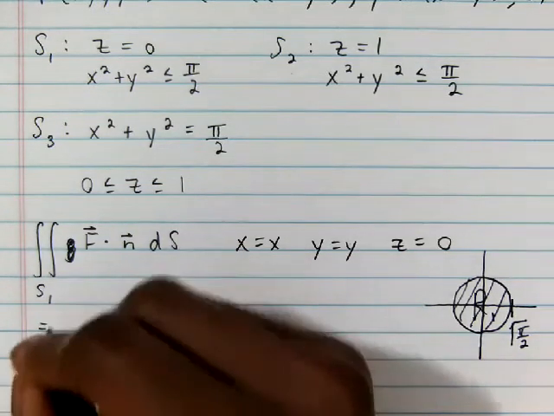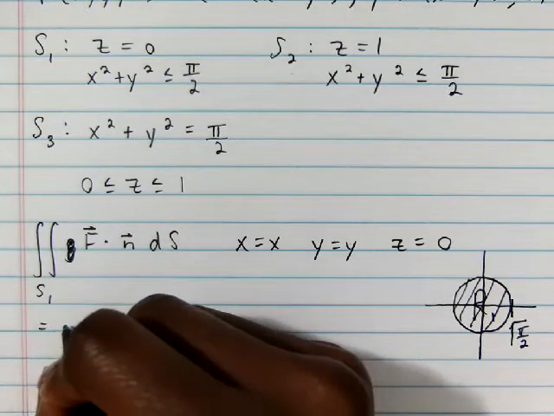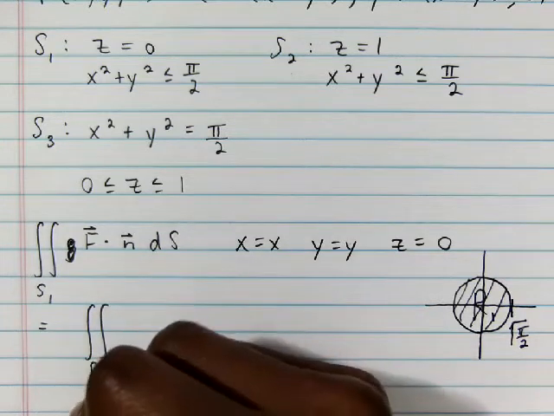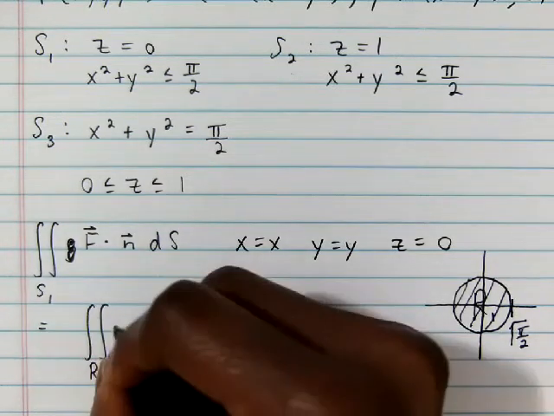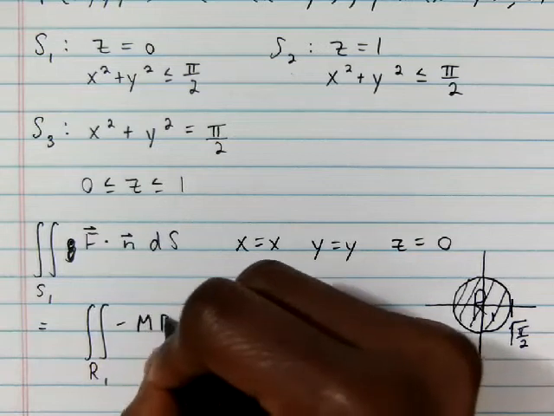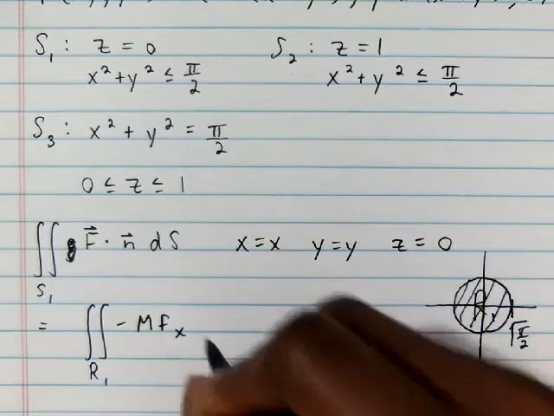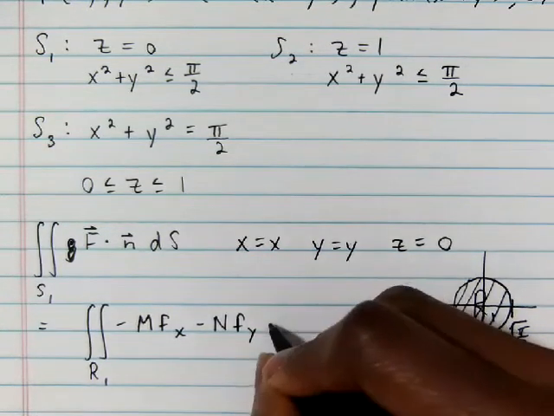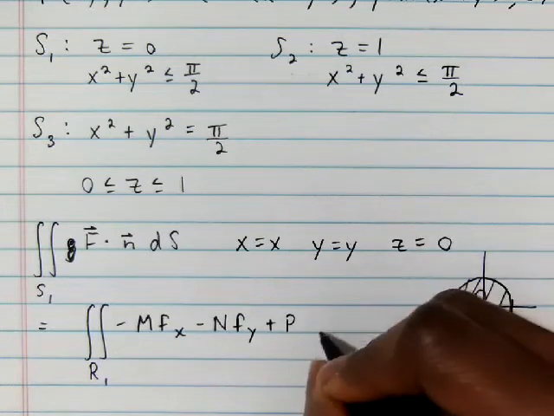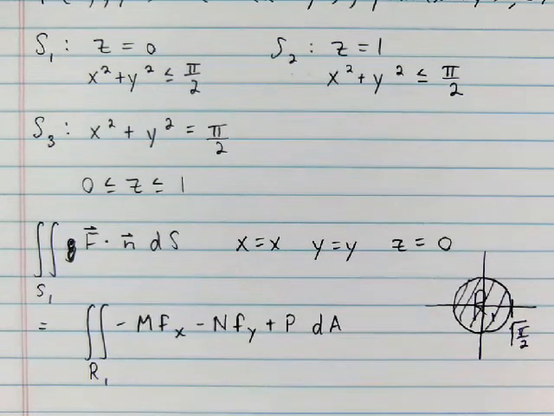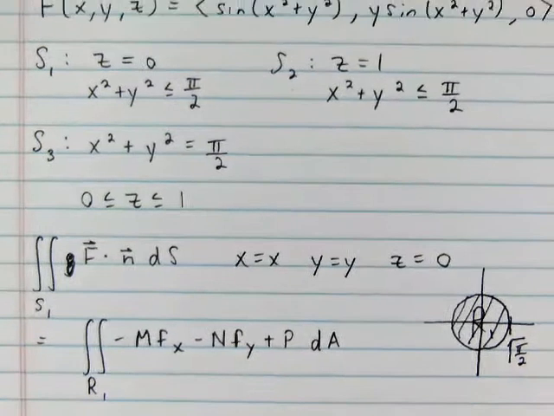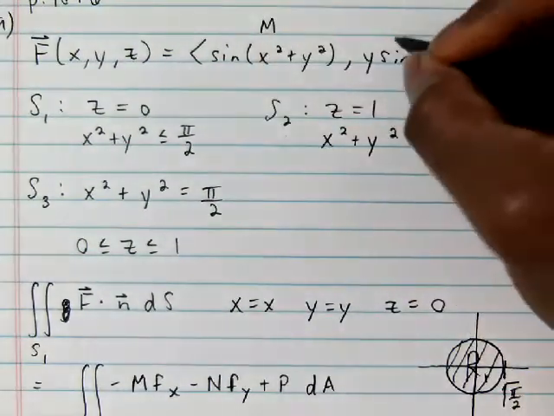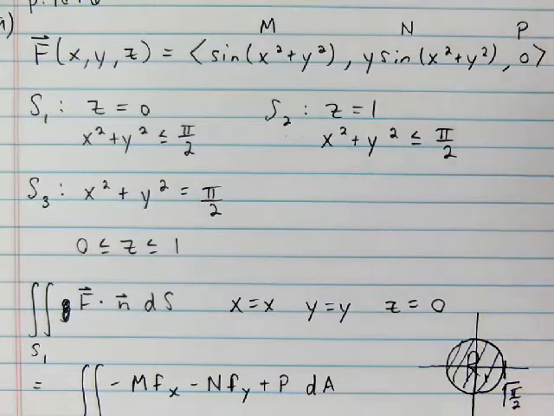So I'm going to write down the formula and put a sign in front. I'm going to leave some space for either a plus or a minus. The way we evaluate this is the double integral over R1 of negative m times the partial of f with respect to x, minus n times the partial with respect to y, plus p dA. And don't forget what m, n, and p are. Those come from whatever your vector field is. So that's m, that's n, and that's p.